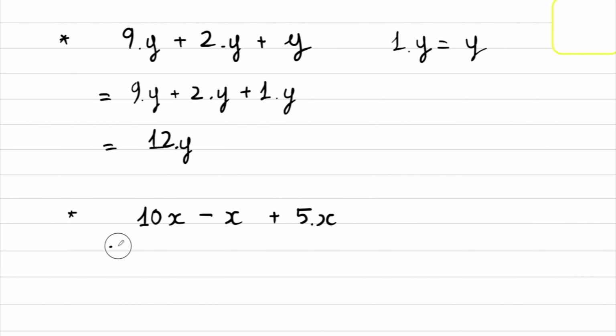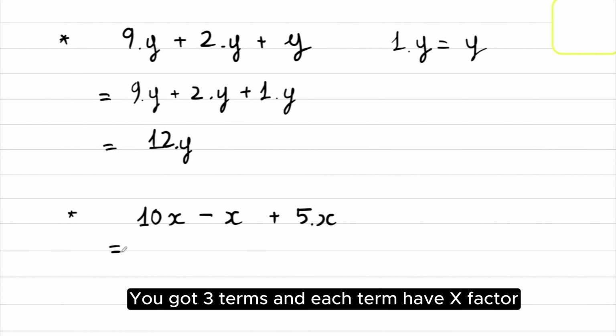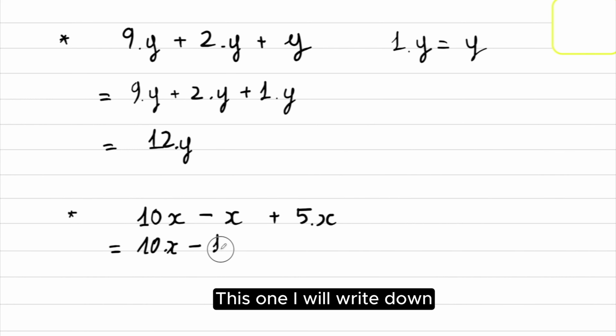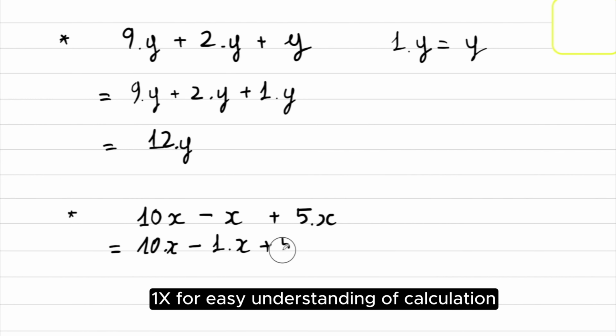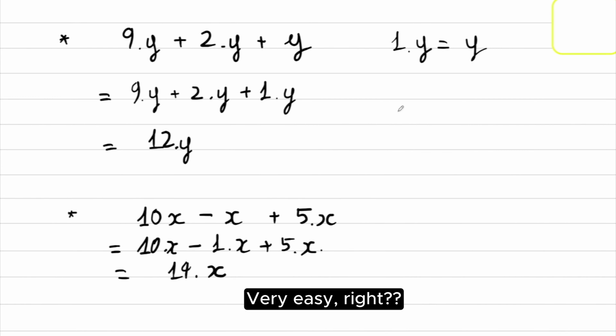Okay, how about this one? I can see here you have 3 terms, and each term has an x factor. So another way to write this down, I will write 1x for easy understanding or calculation. 10 minus 1 plus 5. 10 minus 1 plus 5 is 14x. Okay, very easy, right?